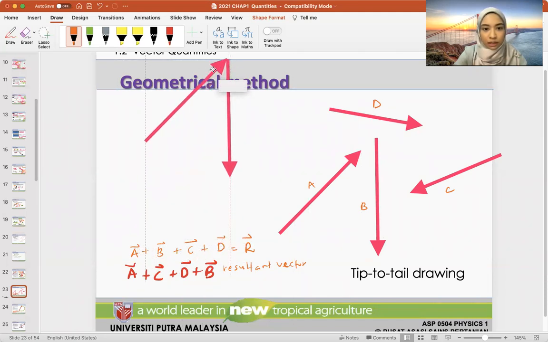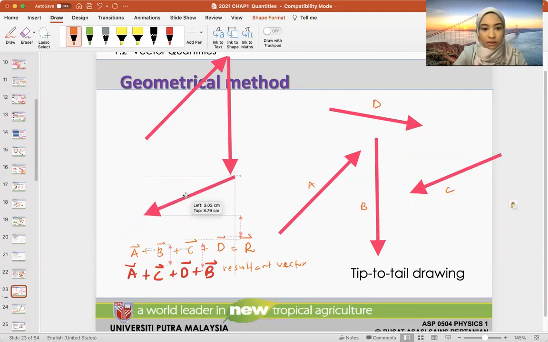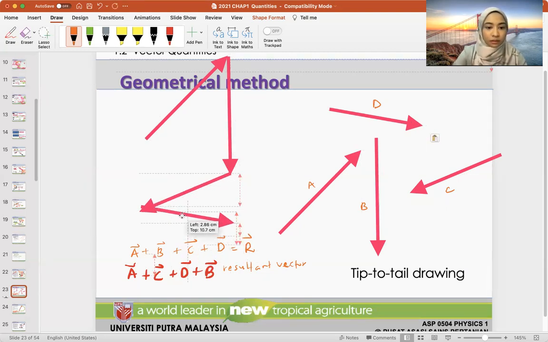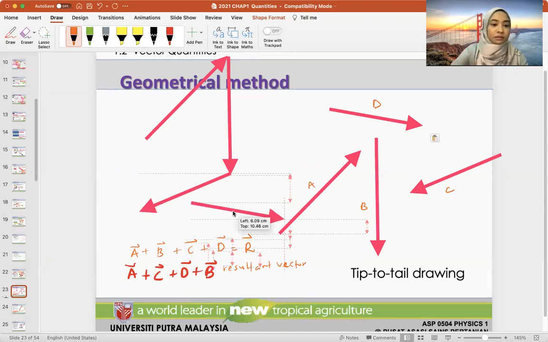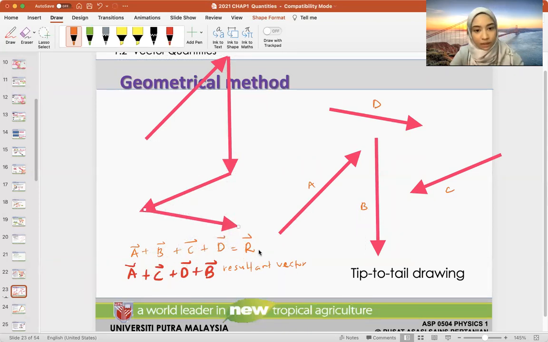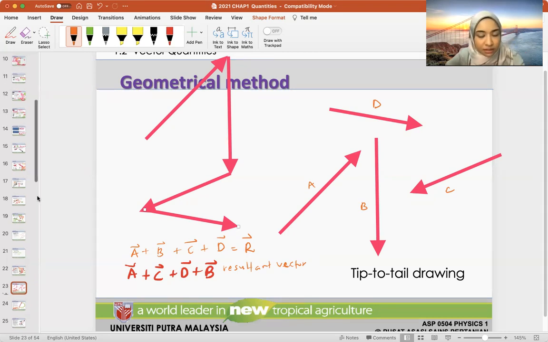Okay, so this is A and B. And then add C, tip to tail, same thing. And then D. So D is this way. How do I do this? Okay, so this is A, B, C and D. Is it right like this? What do you guys think?